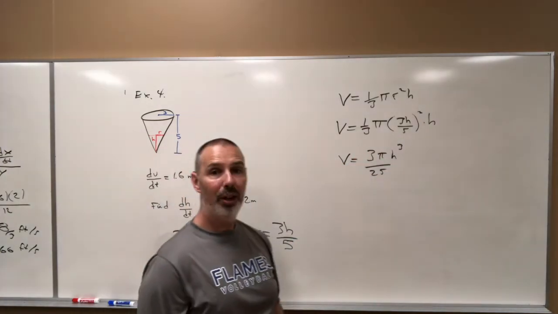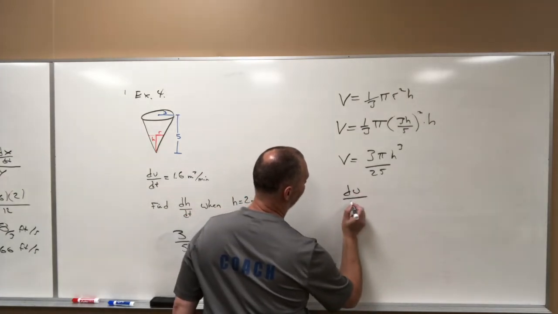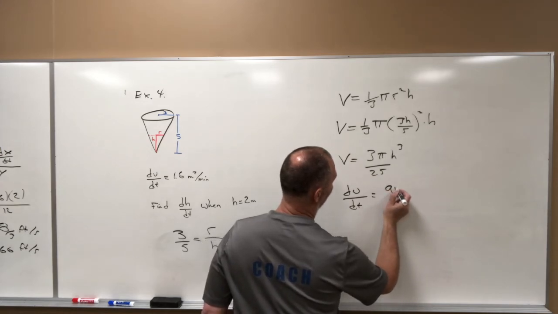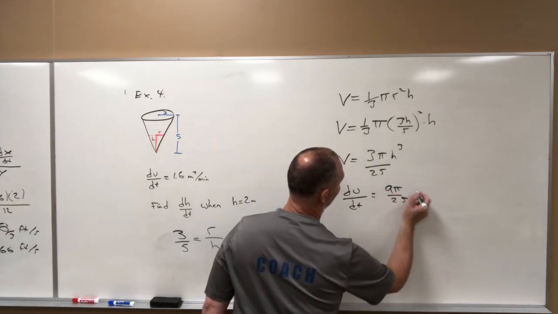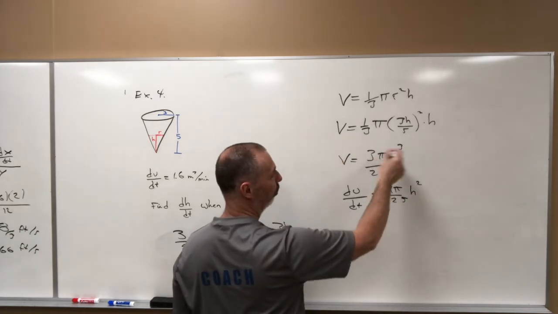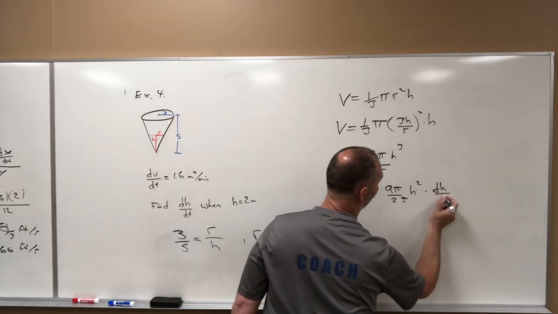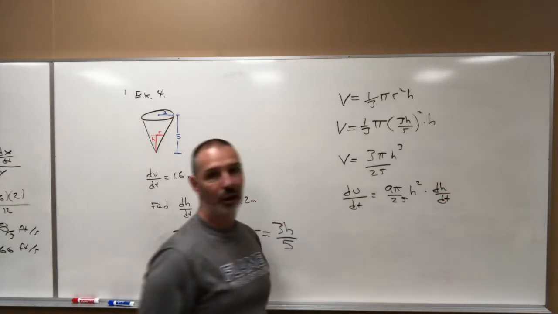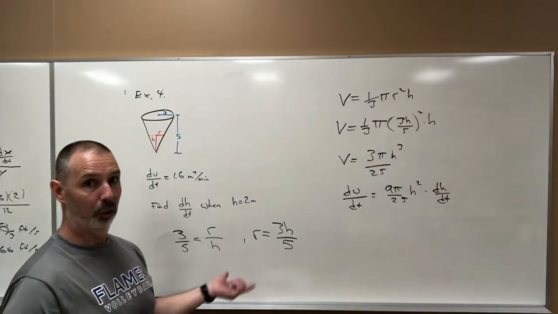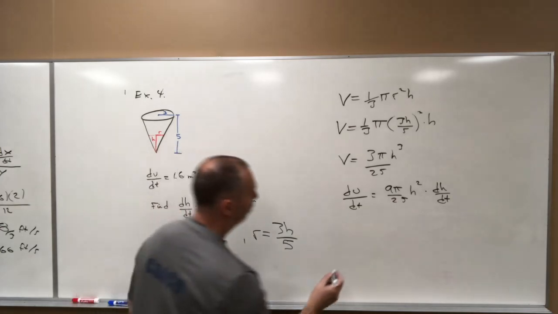All right, now we're ready to take the derivative. So dv dt equals 9 pi over 25 h squared. So we multiplied the 3 out front, 3 times 3 is 9, reduced the exponent by 1, and multiplied by the derivative of h, which is dh dt. All right, now we're good to go. Let's solve the problem. dv dt is 1.6.